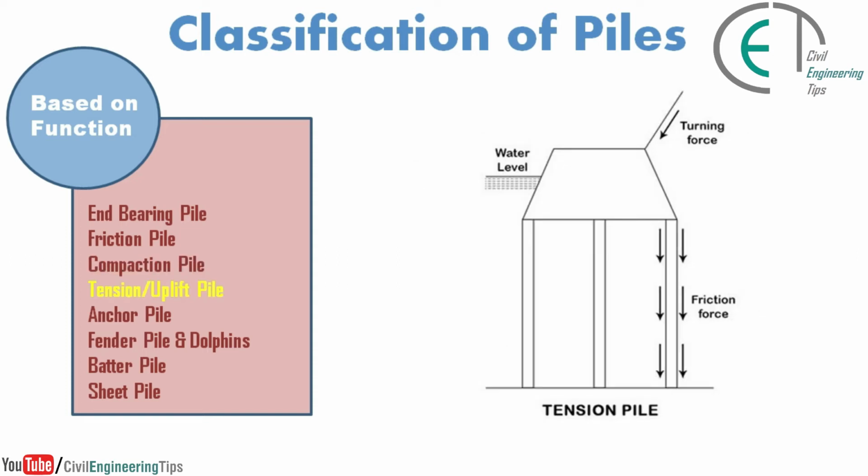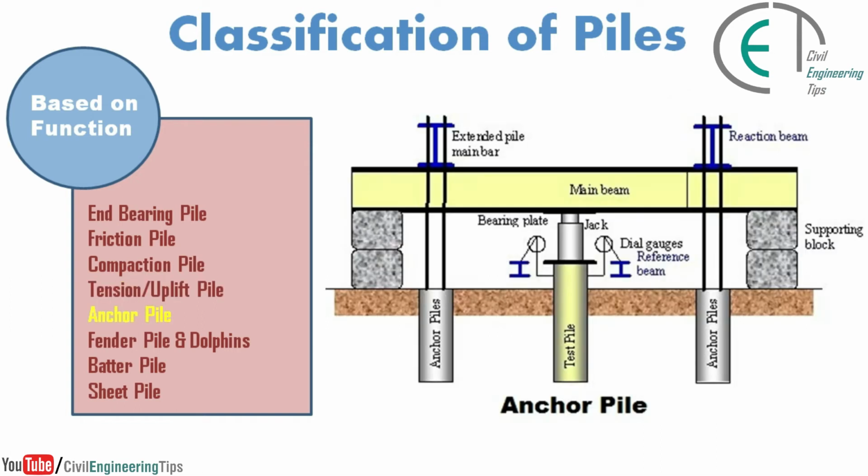Tension or uplift pile. Tension piles, also known as uplift piles, are a type of pile foundation that is used to resist uplift forces that cause it to be extracted from the ground. Uplift forces can develop as a result of hydrostatic pressure, seismic activity, or overturning moments. Anchor pile. The function of anchor pile is most similar to tension or uplift pile.